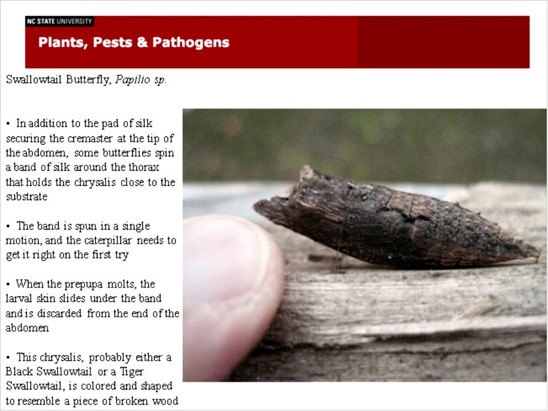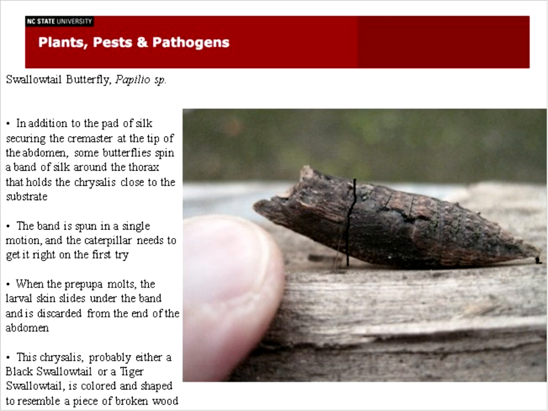This is another butterfly chrysalis. This is a species of swallowtail butterfly, probably either a black swallowtail or a tiger swallowtail, that Mike Munster found on a piece of firewood at his house. There are certain butterflies that, in addition to the cremaster and the silk pad at the tip of the abdomen, also spin a band or girdle of silk around themselves while they're in the prepupal condition. This band is spun in a single motion, and the caterpillar really needs to get it right on the first try, because I don't think they get a second chance.